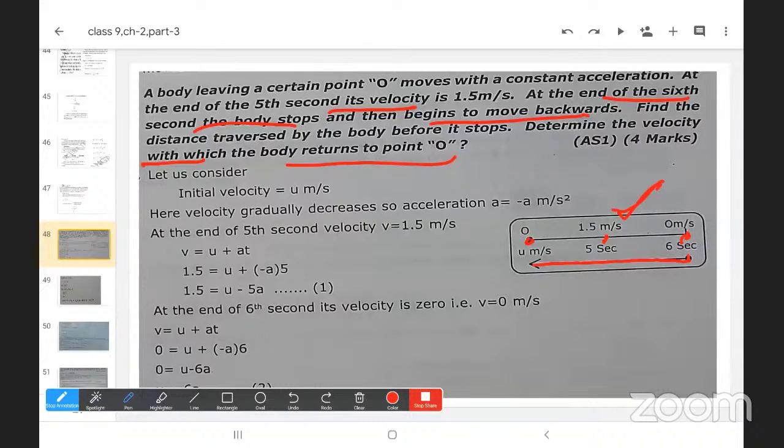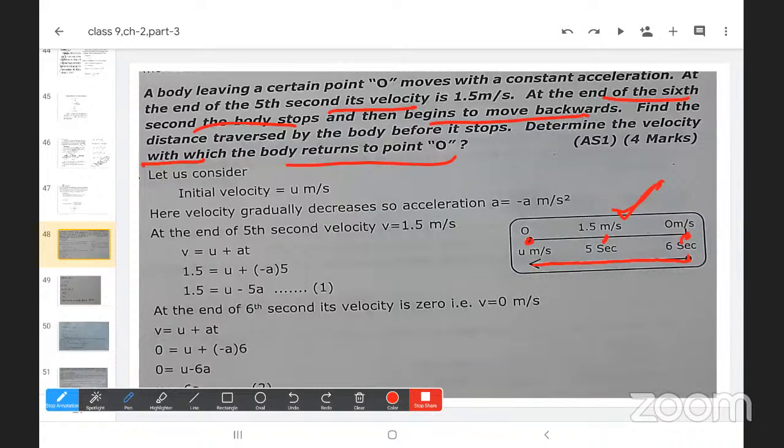First of all, we consider the initial velocity as U meter per second at the point O, and it moves with a constant acceleration. Finally, it begins to stop and then moves backwards. So the velocity gradually decreases, and the acceleration A we can take as minus A meter per second square.